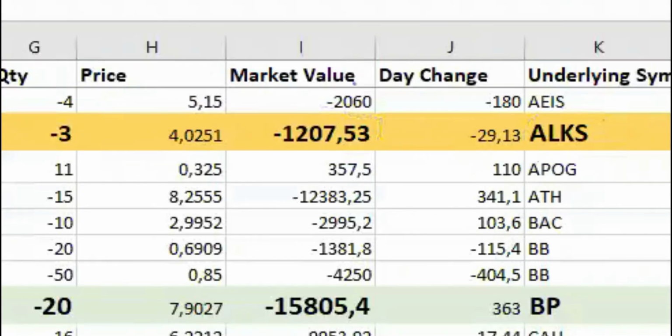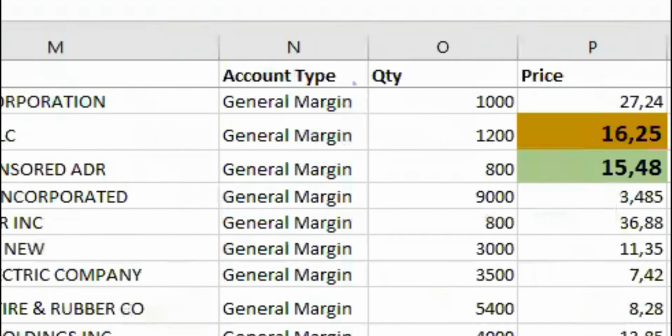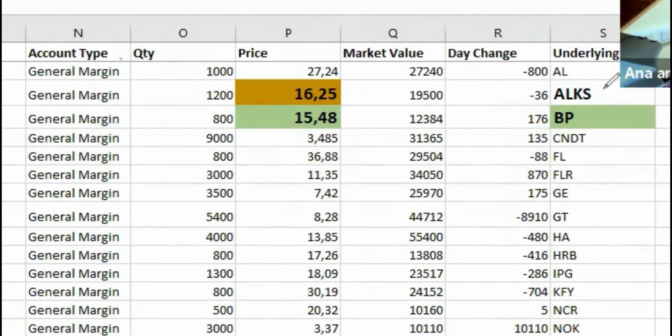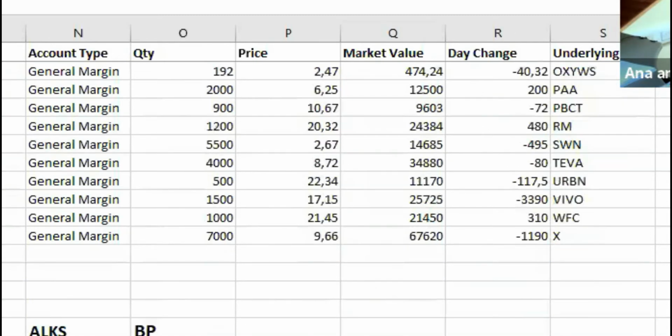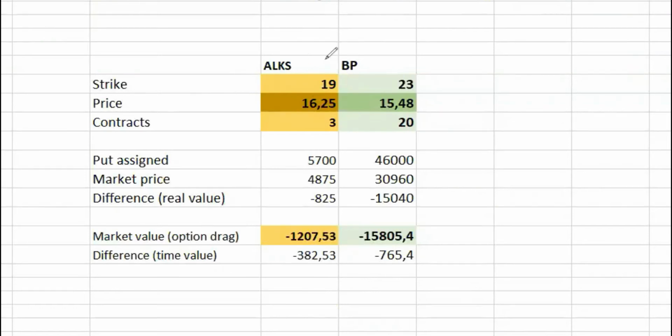Why did I choose this position? To explain option drag, the reason behind it is because, as it happens, we also have shares on this stock Alkys. We have 1,200 shares. The price that this stock is trading at the moment in this snapshot is 16.25. I've made this little table so that we can see all the figures and the calculations. Alkys, the strike, we said that it was 19. We sold 3 contracts and the price today is 16.25.